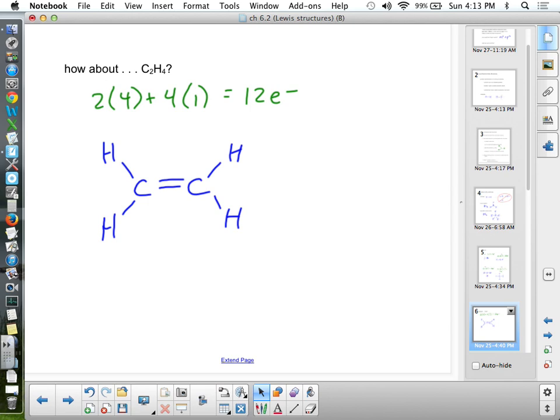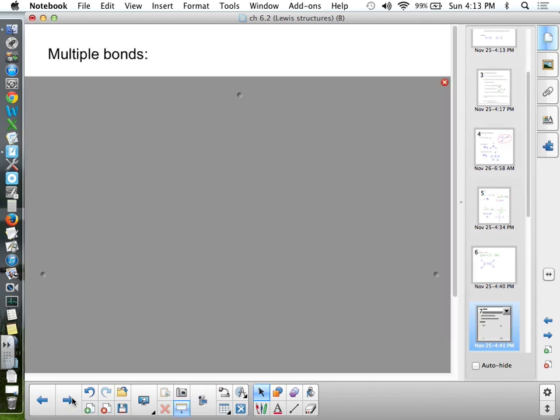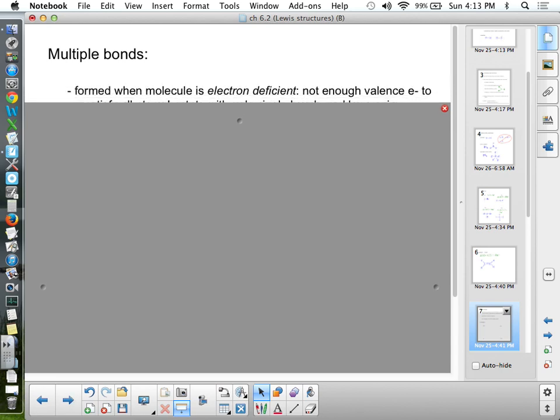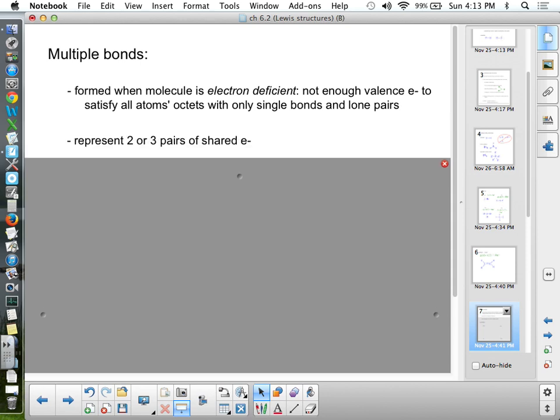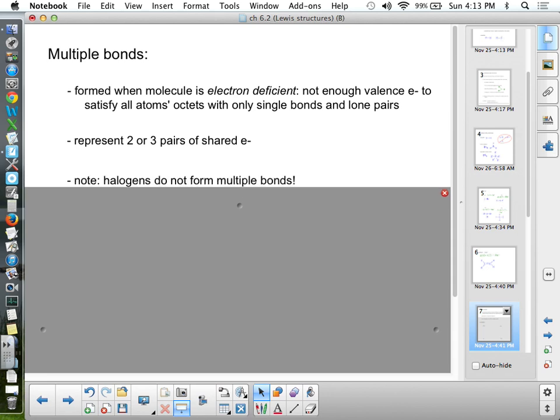And in fact, multiple bonds are not that uncommon in chemistry. So let's talk a little bit more about multiple bonds. Multiple bonds are formed when the molecule is electron deficient. As I said before, there are not enough valence electrons in the molecule to satisfy the octet of every atom using only single bonds and lone pairs. And multiple bonds represent 2 or 3 shared pairs of electrons.